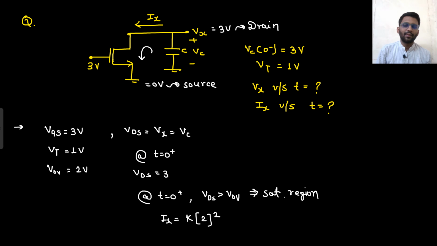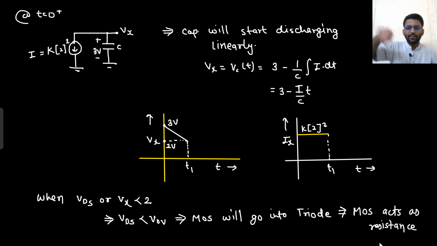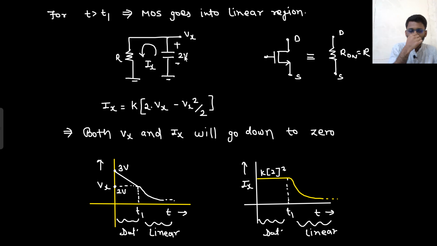So did you understand this problem completely? We started with 3 volt, 3 volt here. The transistor is in the saturation region. If it is in the saturation region, it will be replaced with a constant current source. It will go down, current will remain constant. But till what voltage will it go down in the saturation region? Till 2 volt only. When Vc is equal to 2 volt, my transistor is going into the linear region.